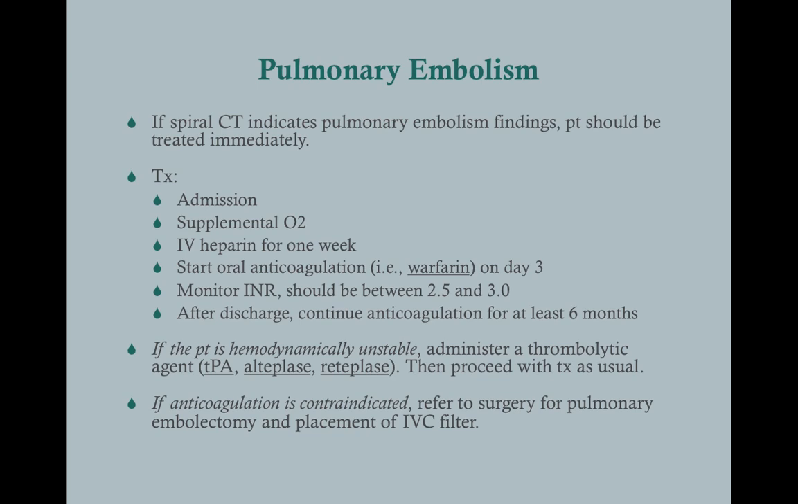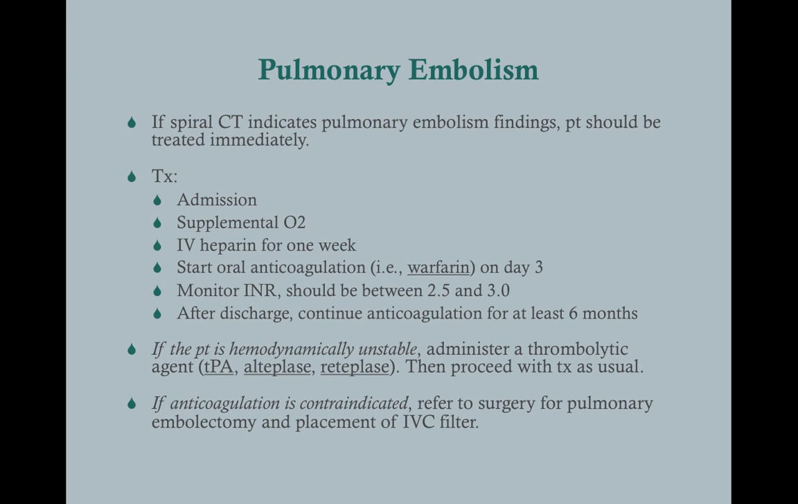So if the question asks you about a patient who has 120/80 blood pressure, or even 130/90, and they've got a heart rate of 110, that's not a hemodynamically unstable patient. If it's a 90/50 and a heart rate of 160 or something like that, if the hemodynamics are not normal, then you go ahead and administer a thrombolytic, and then you will continue with the treatment as usual as you would for any other pulmonary embolism. So thrombolytics are only for hemodynamically unstable pulmonary embolisms.